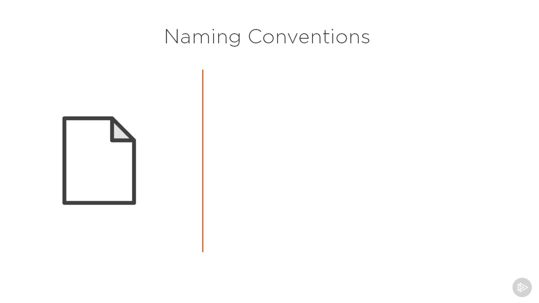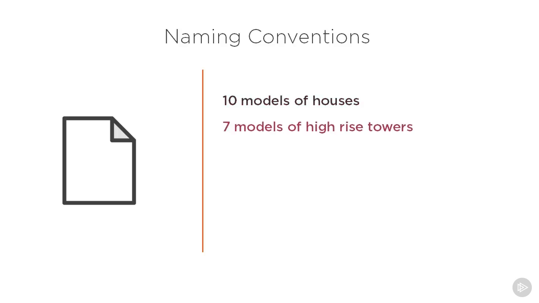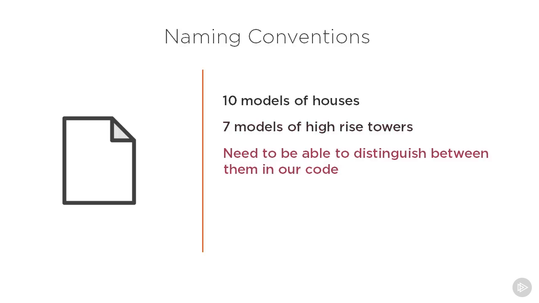So before we can go ahead and dive into our code for this part, I need to explain something to you about the naming conventions involved. As you might understand, for a city generator, we will have multiple buildings. And in our case, that means we have 10 houses and we have 7 models of high-rise towers. Now, we need to be able to distinguish between these in our code. And for that, they require to be named in a particular way so that we can actually distinguish between them.